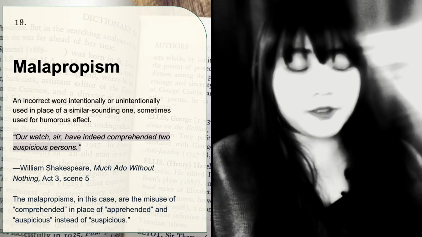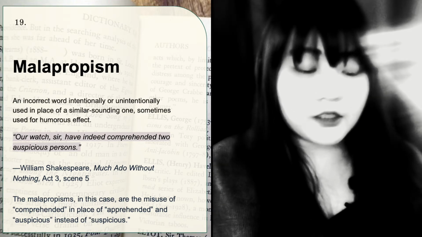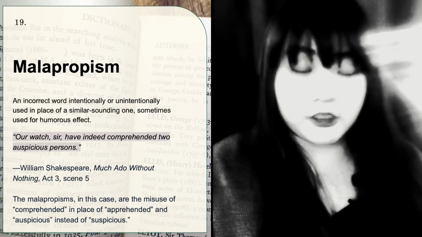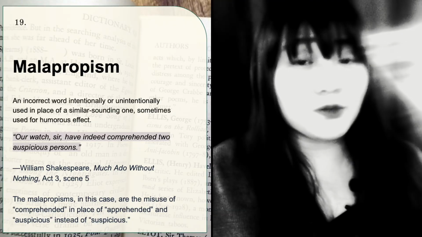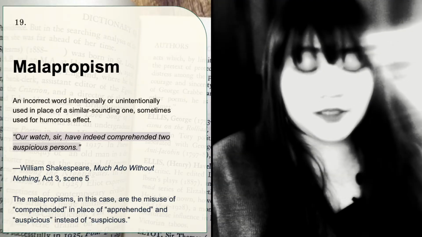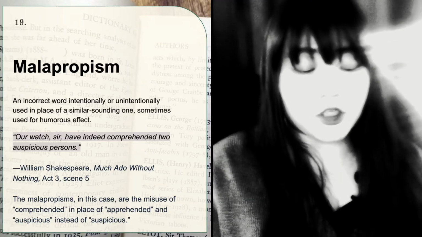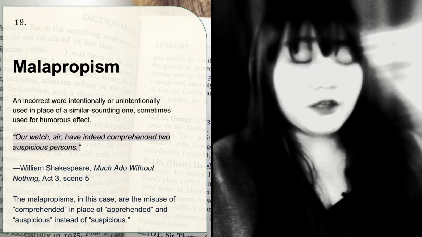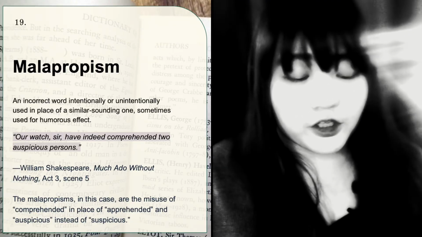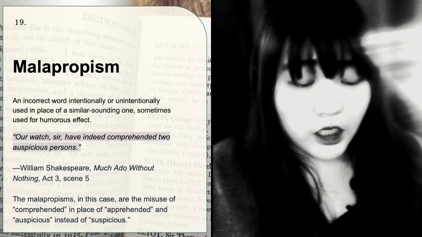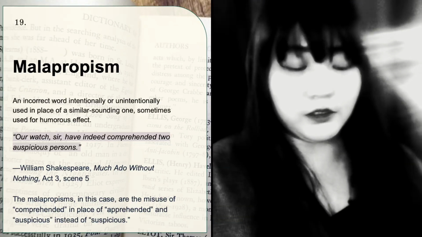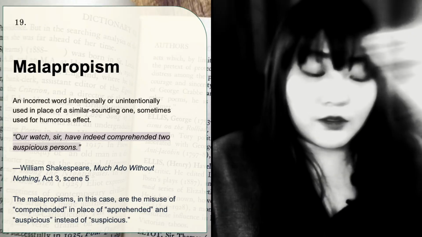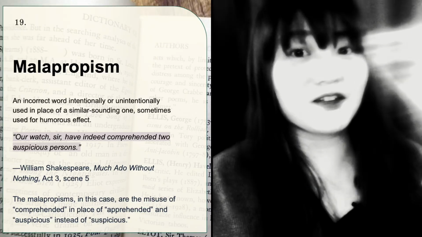A malapropism is an incorrect word that is used intentionally or unintentionally in place of a similar sounding one, sometimes used for humorous effect. For example, in William Shakespeare's Much Ado About Nothing, Act 3, Scene 5, we have a line like this. "Our watch, sir, have indeed comprehended two auspicious persons." The malapropisms in this case are the misuse of "comprehended" in place of "apprehended."